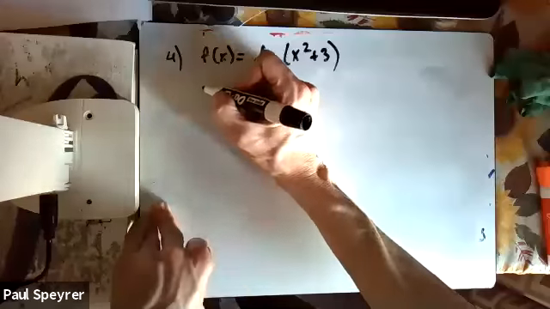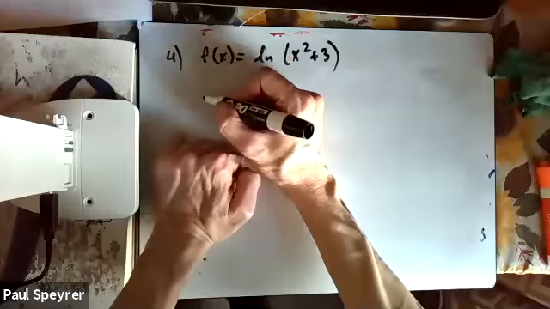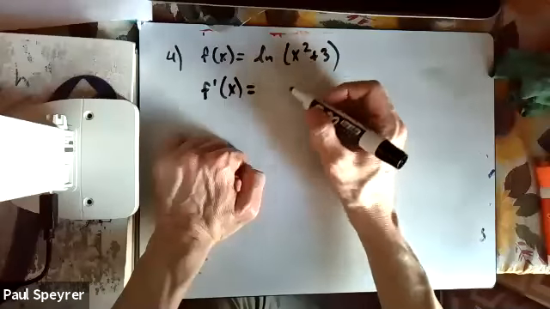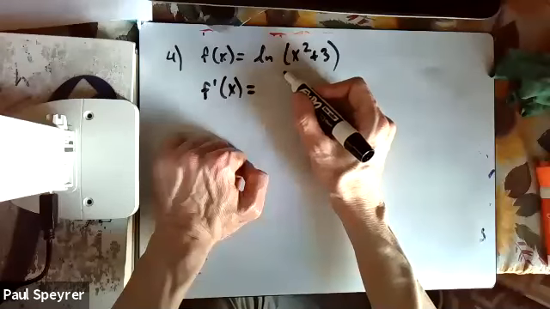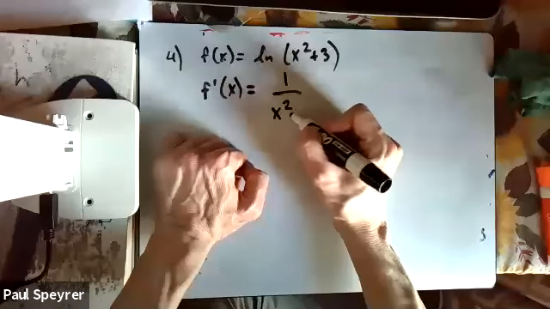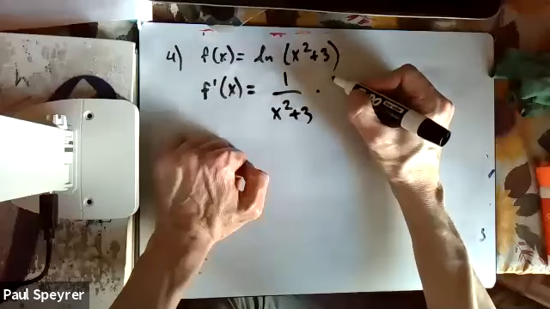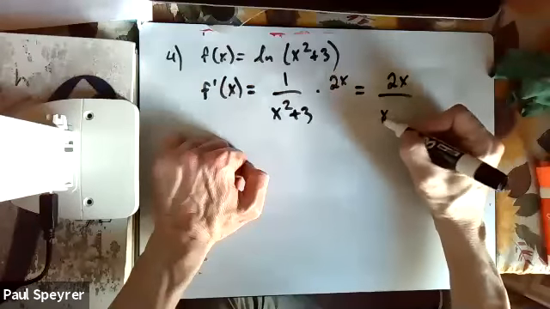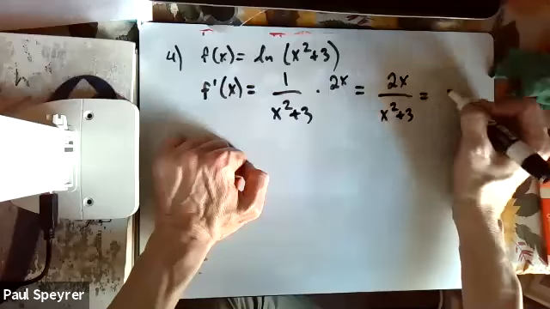All right, so to find those critical points, right, we have to take the derivative and set it to 0. What's the derivative of ln of x squared plus 3? Remember, the derivative of ln of stuff is 1 over the stuff times the derivative of the stuff. So it's basically 2x over x squared plus 3 equals 0.